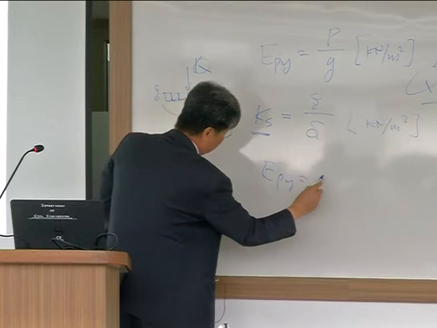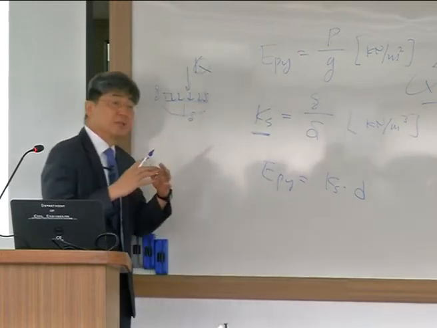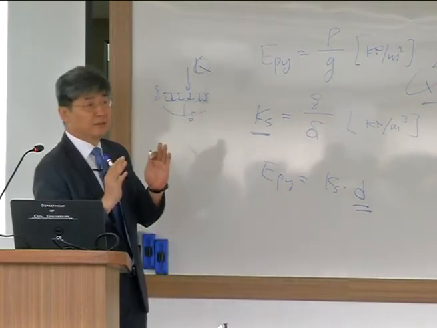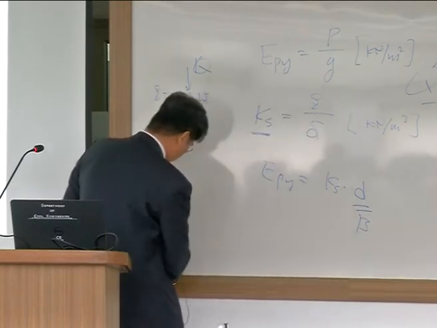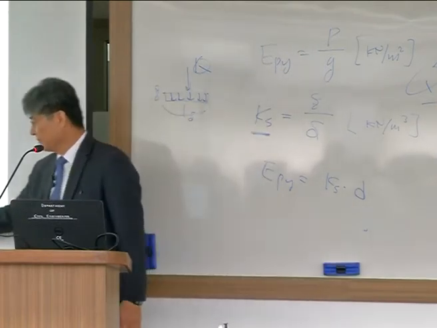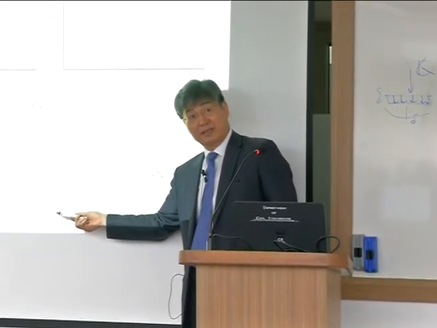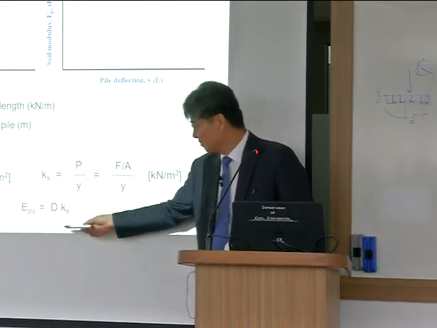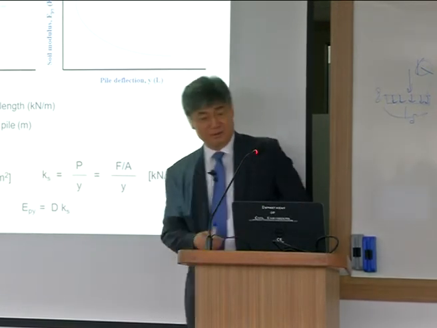So EPY equals KS multiplied by the width. In the case of a round pile, it's the diameter. In the case of a square pile, that's the width. So I'm saying this modulus is the D, the pile diameter, multiplied by the subgrade reaction modulus, okay? So please remember the difference between the soil modulus and the pile modulus here.